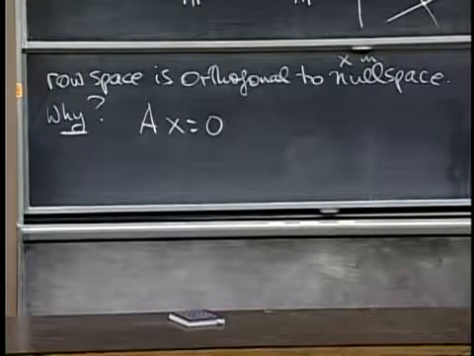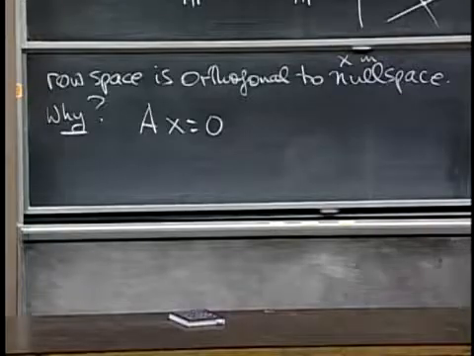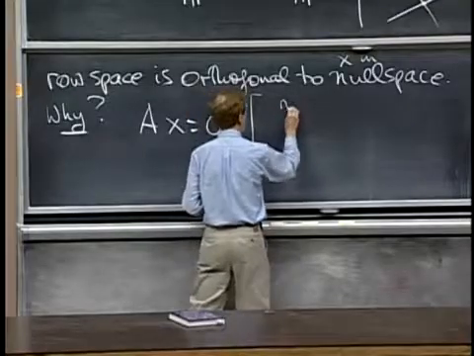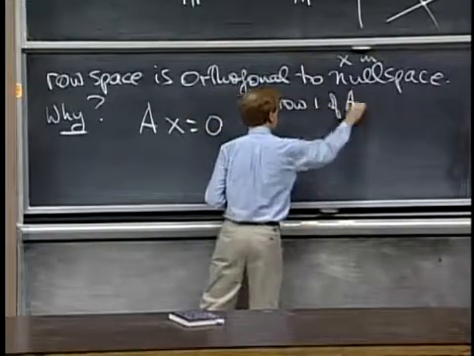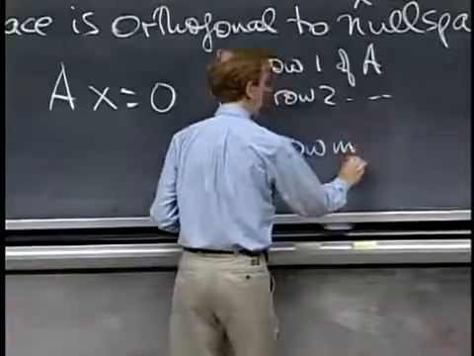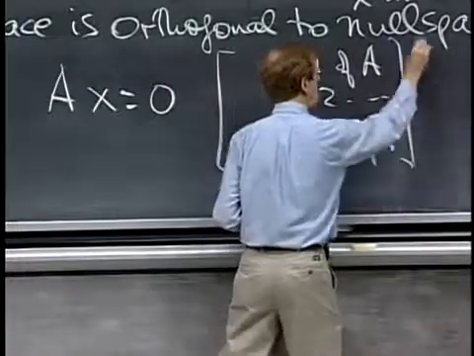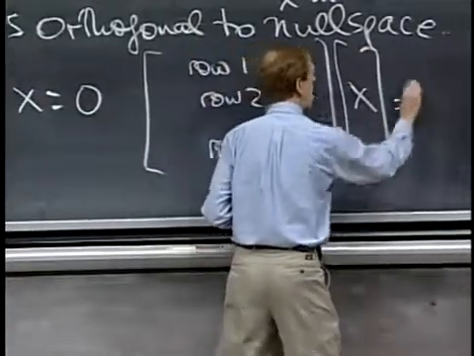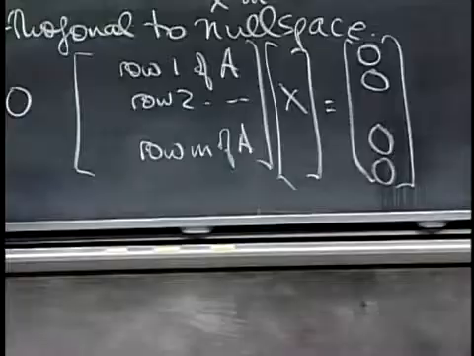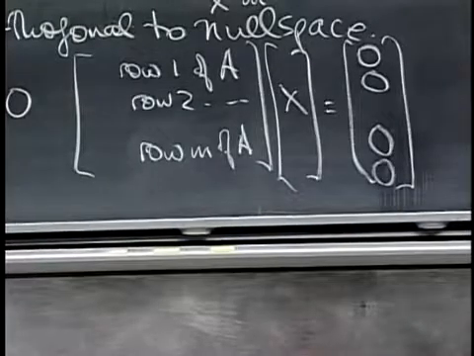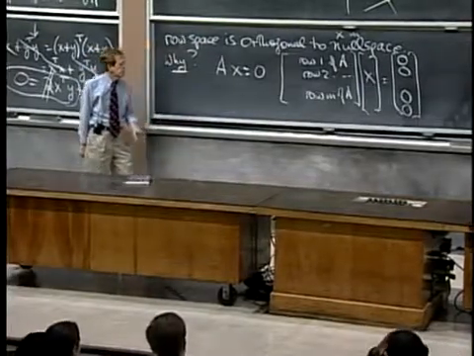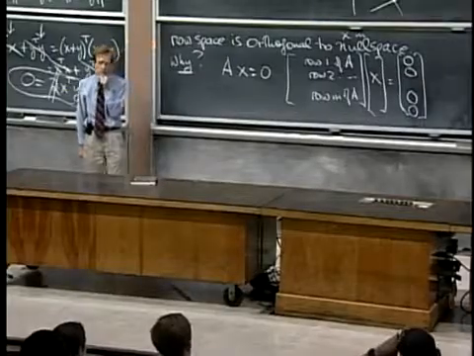want you to see that that equation right there is telling me that the rows of A, let me write it out. There's row 1 of A. Row 2. Row m of A. That's A. And it's multiplying x, and it's producing 0. Okay. Written out that way, you'll see it. So I'm saying that a vector in the row space is perpendicular to this guy x in the null space.